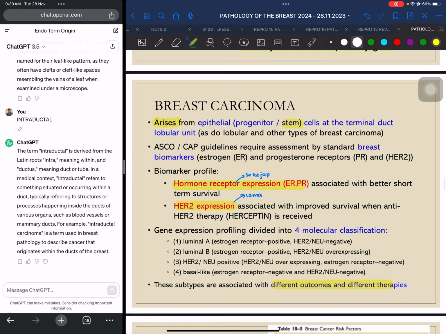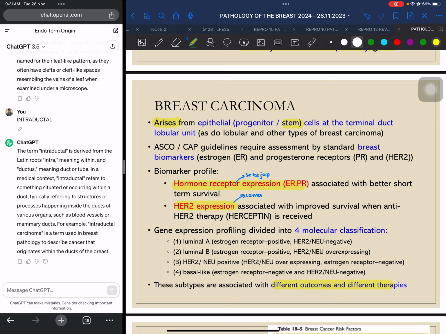These are the treatment options that can be given to the patient if they have these markers. Based on genetic studies and genetic profiling, breast cancer is divided into 4 molecular classifications: luminal A, luminal B, HER2 positive, and basal-like. That depends on the pattern of ER positivity and HER2 positivity.